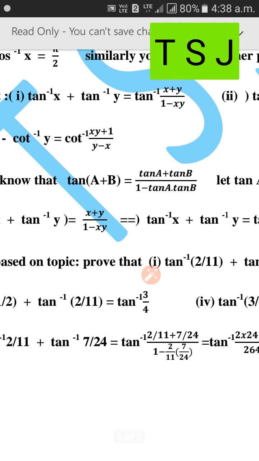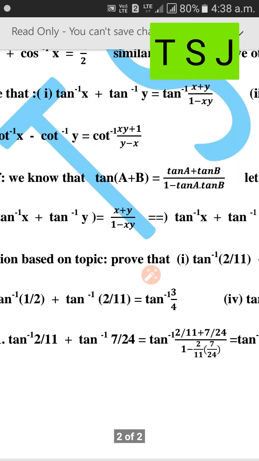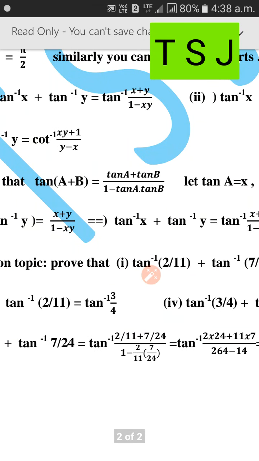Using trigonometric formulas, you can also derive the relationships between sin inverse x plus sin inverse y, sin inverse x minus sin inverse y, cos inverse x plus cos inverse y, cos inverse x minus cos inverse y, and other formulas also. Those we will see in the next session.